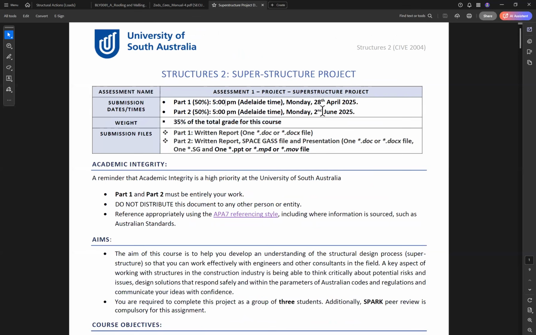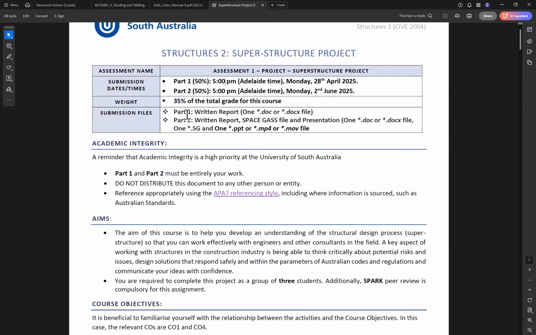And here are the due dates of the project. Part one will be only a written report, like written report documents. So we need the Word file for this submission. And part two will be the complete report and SPACE GASS file, because we will run the model on, or model the structure on SPACE GASS.